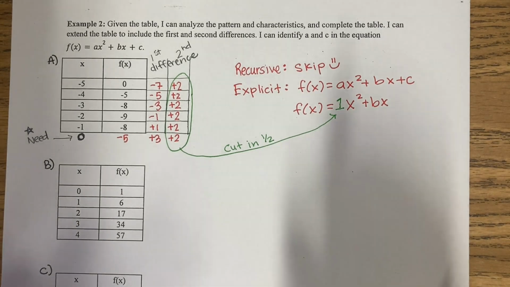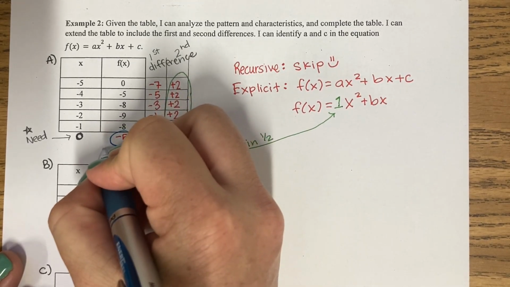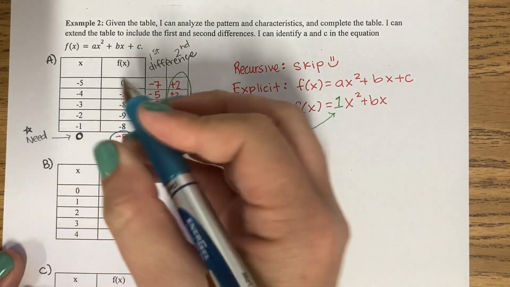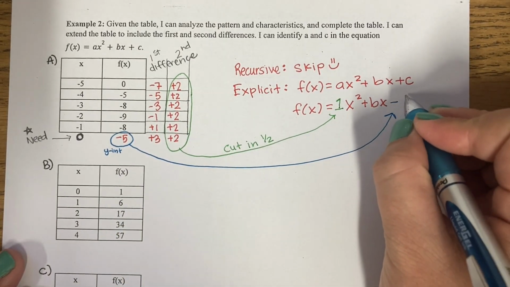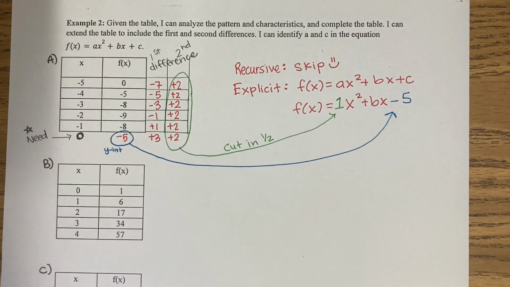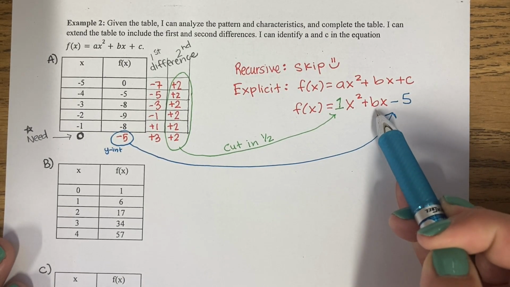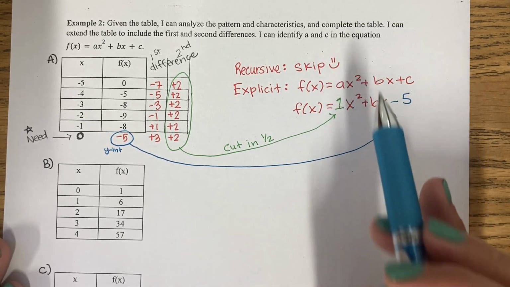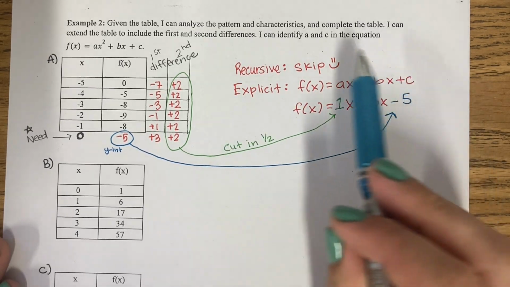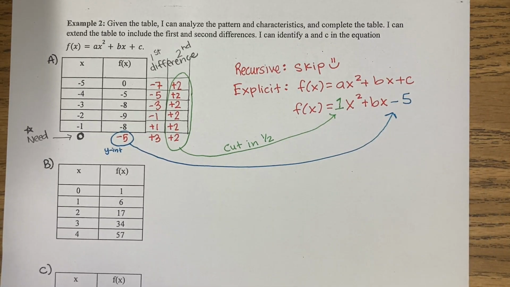Then to find c, c is the y-intercept of your quadratic equation, right, where 0 is. That's why we had to go back that step. So right here, I'm going to place minus 5. Okay. On your assignment, you'll type in f of x equals 1x squared plus the letter b, x minus 5. Leave the recursive blank and submit it. On this practice, you are just learning how to find a and c in the quadratic explicit function.